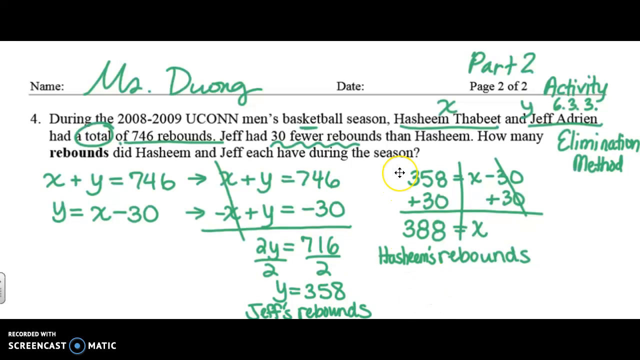When I put 358 in for y and solve for x, I have to do the opposite or inverse operation. So the opposite of minus 30 is plus 30. Add 30 to the other side. 358 and 30 is 388.